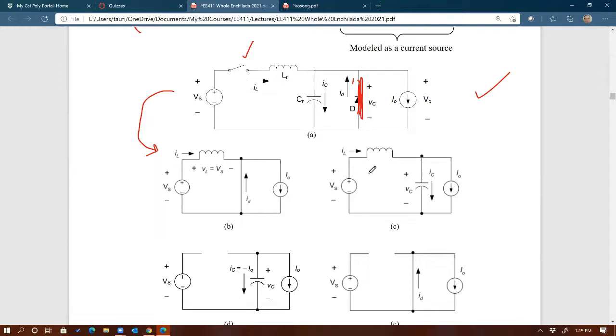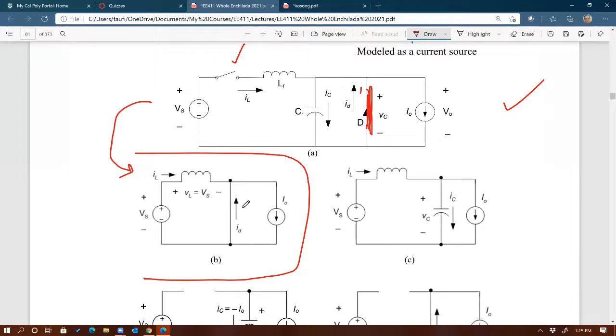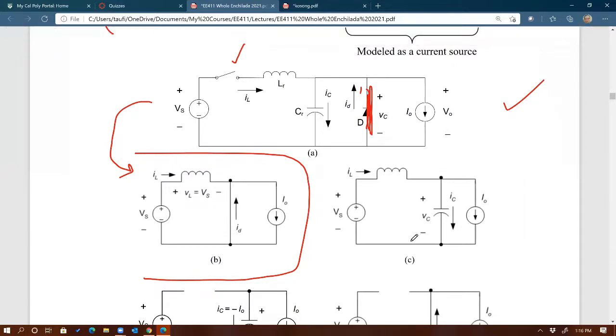Now let's do our KVL, KCL. If you look at this circuit, just focus on this one for now. Let me make it bigger. If this is a short, by KVL you can clearly see that the voltage across the inductor must be equal to the supply voltage, right? That VL is equal to VS.